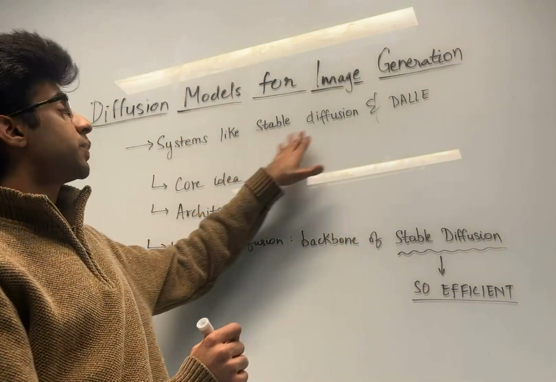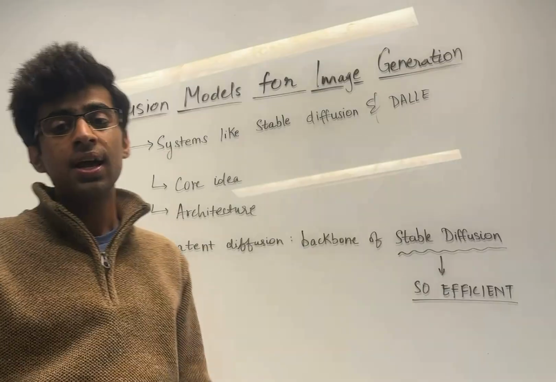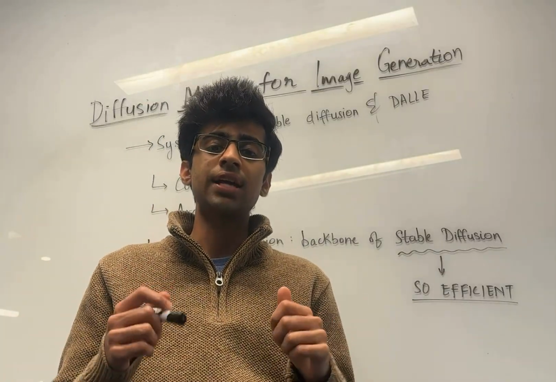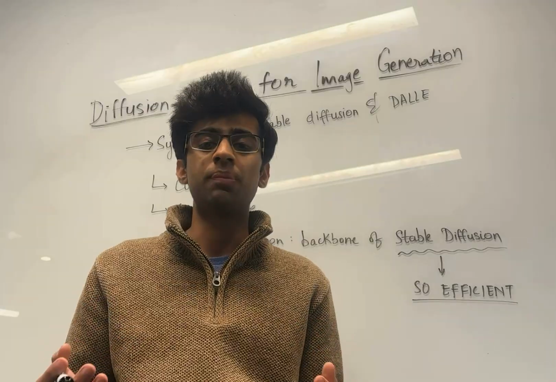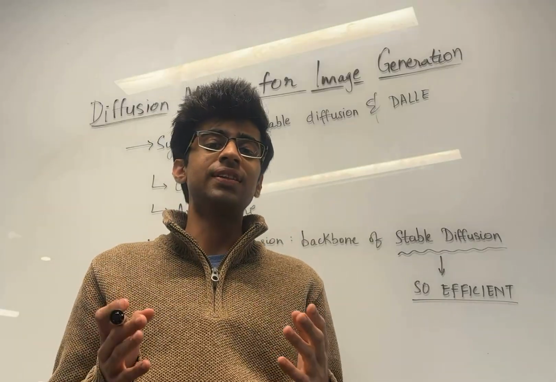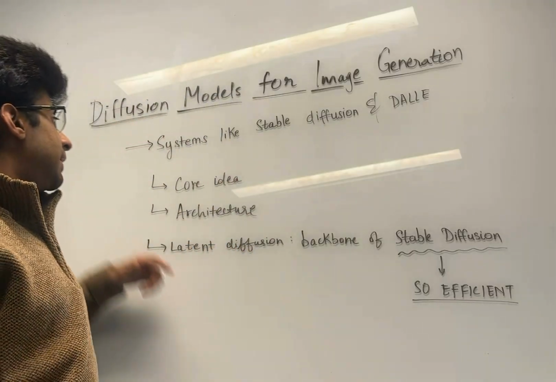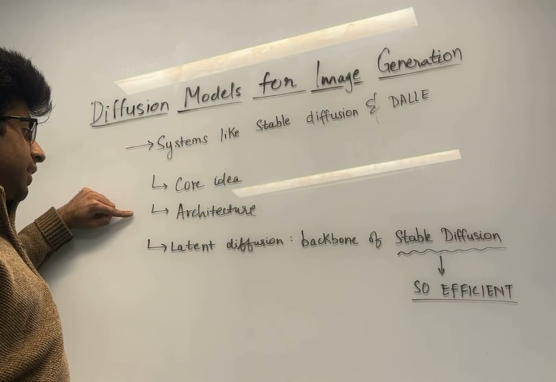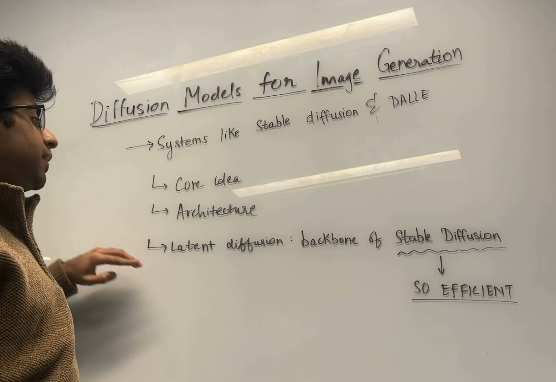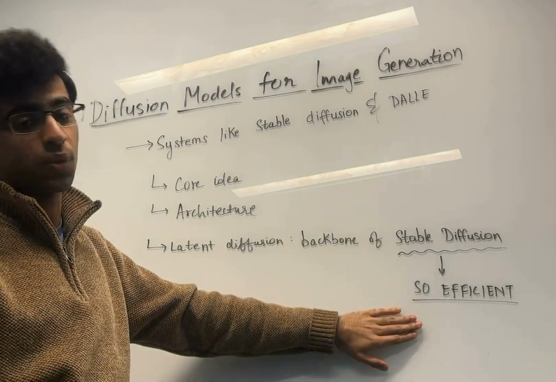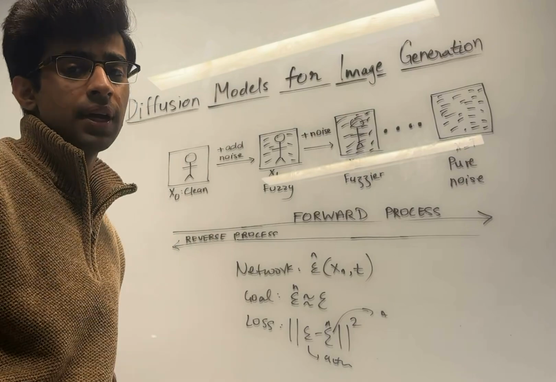Today I'm going to walk you through diffusion models for image generation, specifically how systems like Stable Diffusion and DALL-E work under the hood. If you've ever typed a sentence and watched an AI generate a photorealistic image from it, diffusion models are the engine behind that. By the end of this video, you will understand the core idea, the architecture, and what makes latent diffusion the backbone of Stable Diffusion and so efficient. So let's start with the big idea.